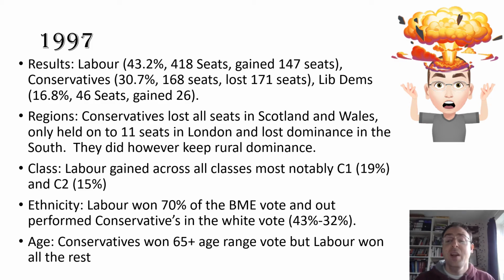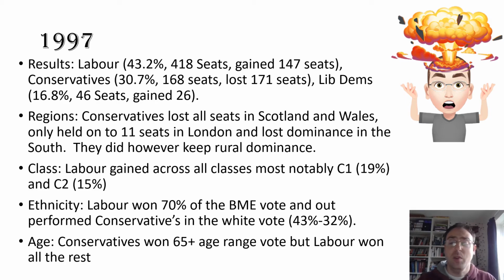The Labour Party gained across all classes, most notably the C1s and the C2s, so 19% and 15% rises respectively. And this was largely a targeted campaign in which Labour had gone after the middle class vote, what they called Mondeo man. Mondeos were a Ford car at the time.